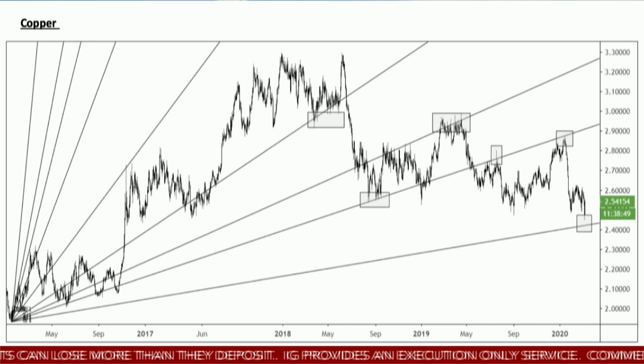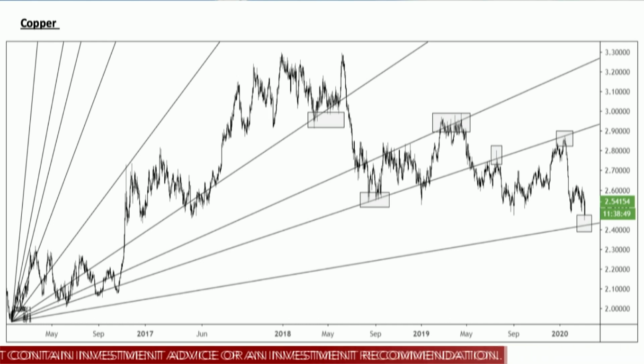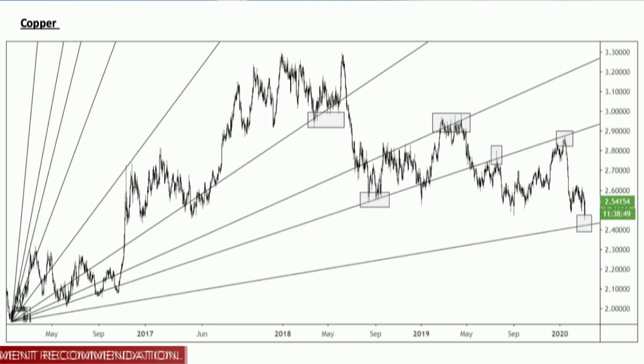So if I'm just going to be a little bit pedantic, when we're looking at some of these boxes, for example, the first box around May of 2018, we can see that it tested this support Gann fan line and did actually break below. How neatly do you have to abide by the rules of the support line or the resistance line?